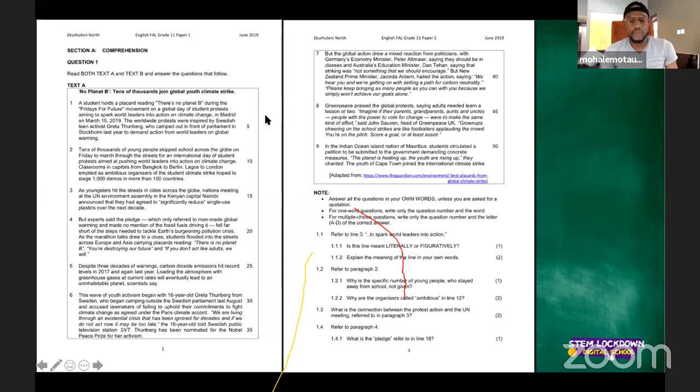The pledge that is referred to in line 18 was the nations promising to reduce plastic use over the next decade. That is the pledge. That is what the UN has promised, and that is what the world leaders have promised, that the usage of plastics over the next decade is going to be reduced. And that is what we also see in paragraph 4.